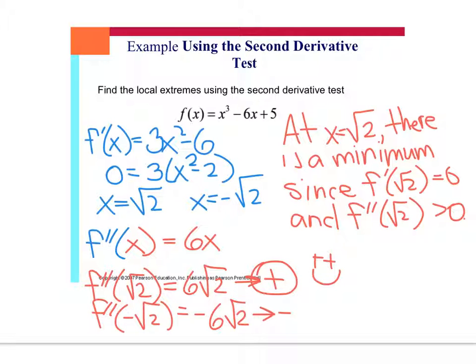Now for negative radical 2, we notice that it's negative. Well, if the second derivative is negative, then we have located a maximum. So again, I would rewrite the sentence above, but I would say at x equals negative radical 2, there is a maximum, since f prime at negative radical 2 is 0, and f double prime at negative radical 2 is less than 0. And that is our example.